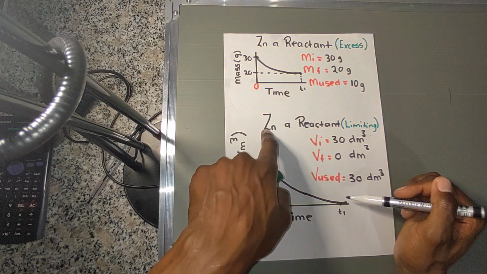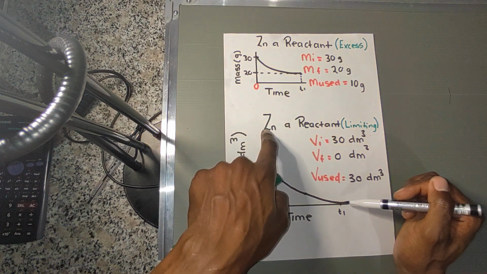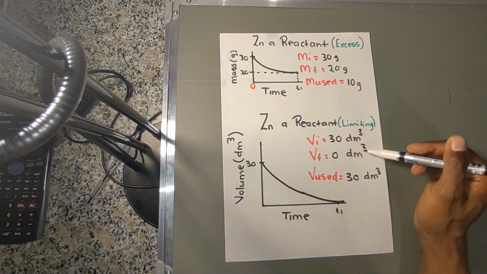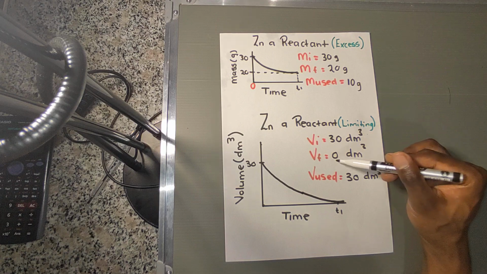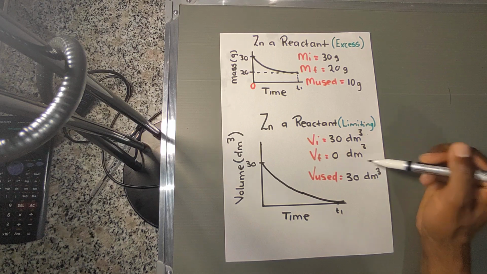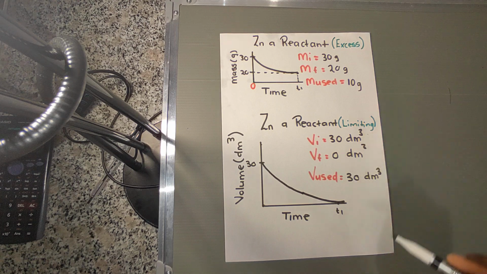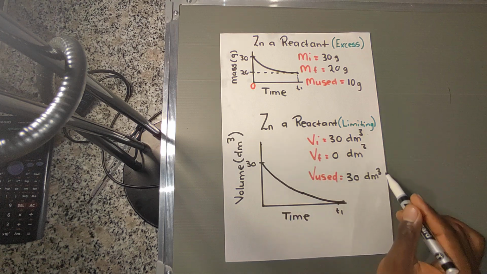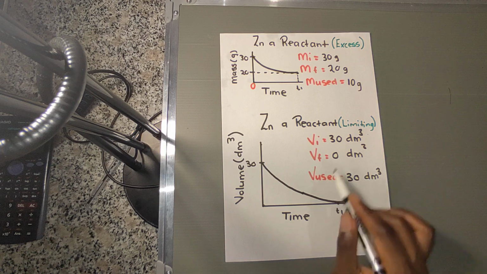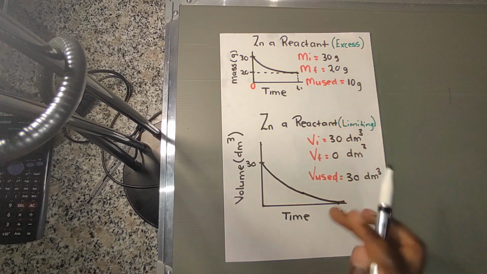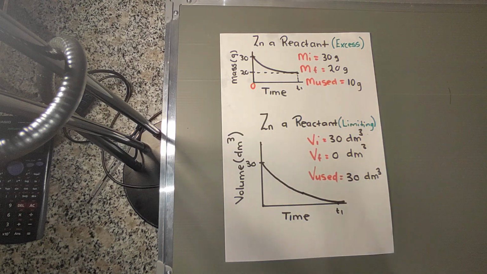So if zinc is a reactant, it's going to be the limiting reagent in this graph because it was used up completely. We can see that the initial was 30, but after the reaction, the final amount of volume is 0. So we used all of the 30 decimeter cubed volume of the zinc. So it is completely used up. We used the full 30 decimeter cubed, but here we only used a portion. So please have these graphs at the back of your mind.